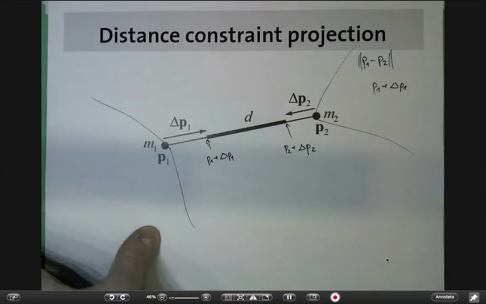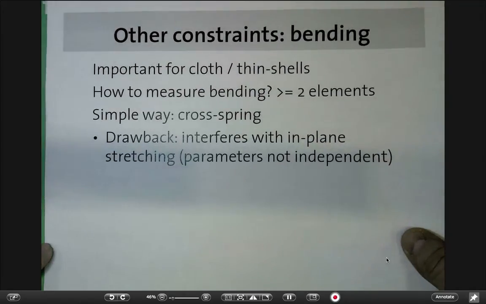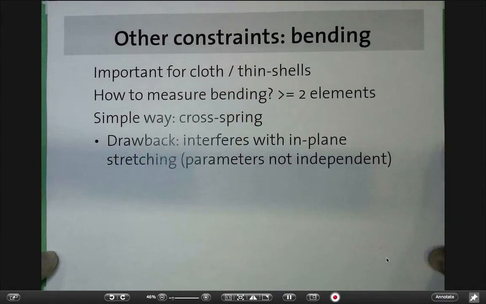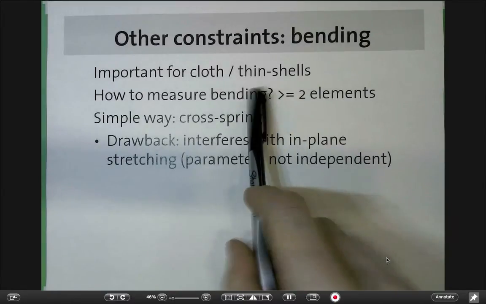And we can look at some other types of constraints. If it was just the distance constraint, you would be like, yeah, whatever, I can do it with Hooke's law, right? But there are some more interesting types of constraints. One of them is the bending one, which is useful for cloth and thin shells.